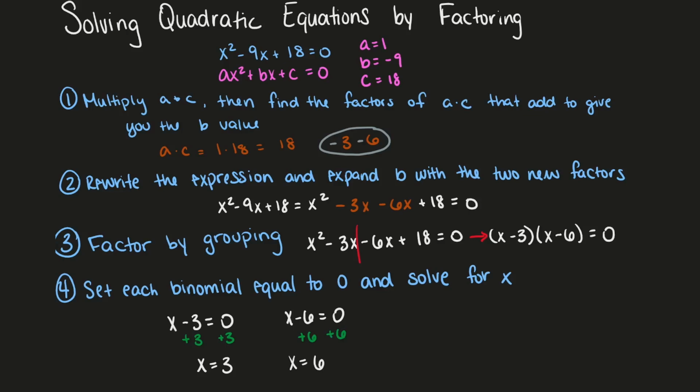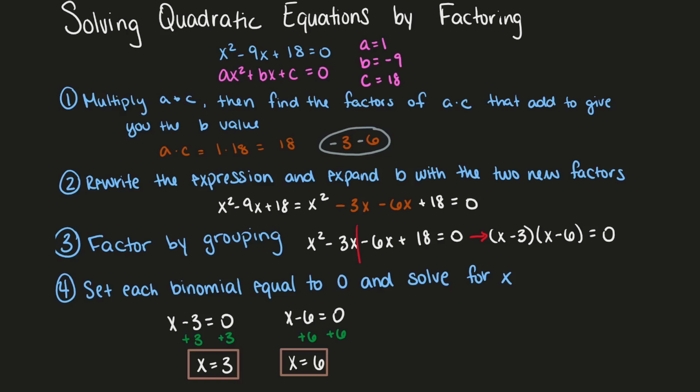So we solved and found that our x values are x equals 3 and x equals 6, and that's exactly what we were looking for. So now whenever we solve our quadratic equations by factoring, we're going to follow these 4 steps. We're going to multiply our a times c and find the factors of a and c that add to give us b. Then we'll rewrite and expand our expression with our 2 new factors. We'll factor by grouping, then set each of those binomials equal to 0 to solve for x.